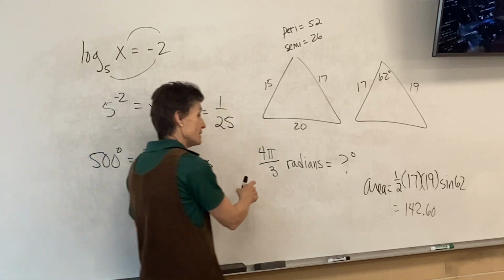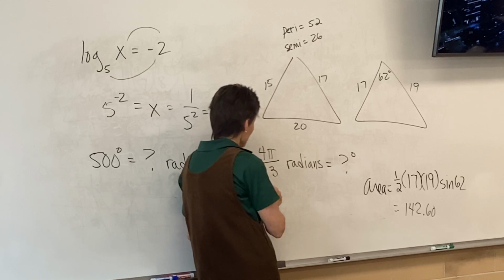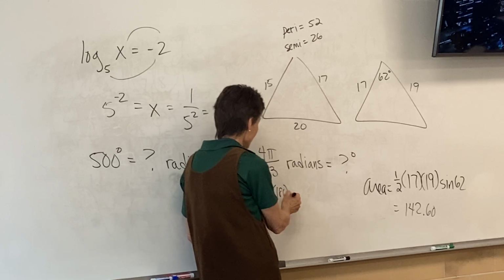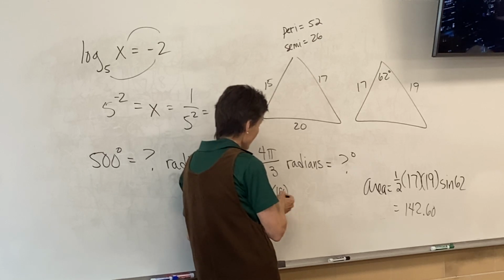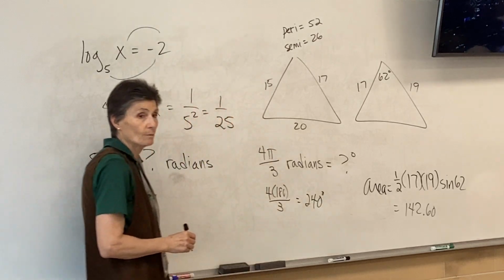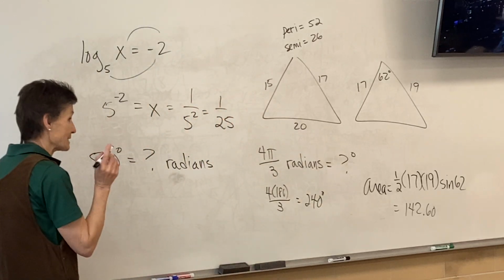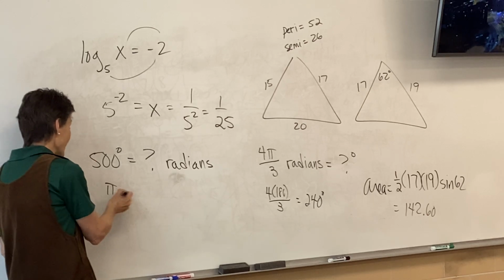Most people find this one the easiest because pi is 180. So you have 4 times 180 divided by 3. So 3 goes into 180, 60. I think this one's 240 degrees. Yep. Okay? This one you do exactly the same way. Use exactly the same idea. Pi is 180.